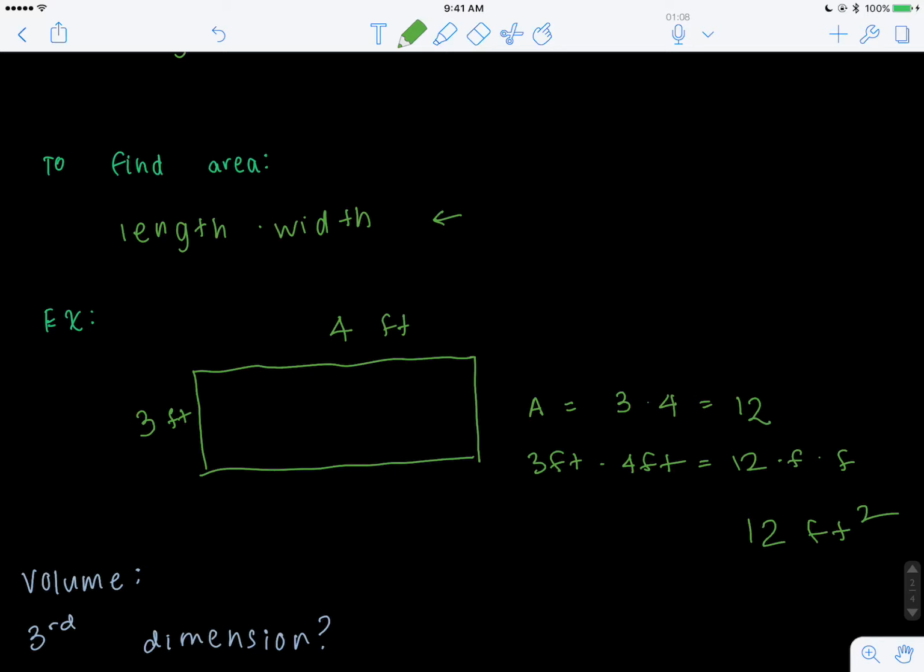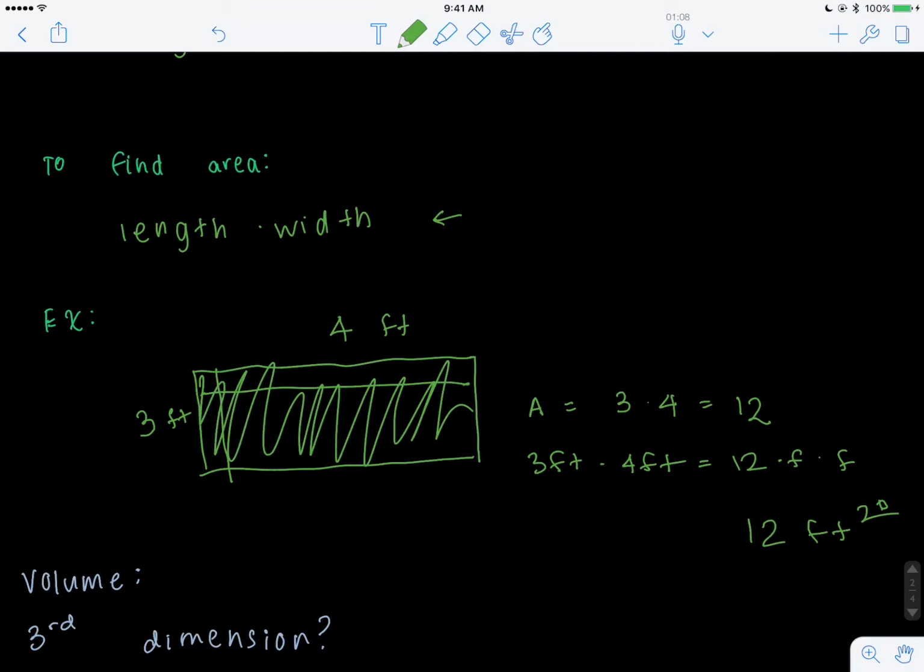Which makes sense because the 2 is indicative of two dimensions. Because this is not one simple length, and this is not one simple width. This is everything in between. And since it's encapsulating both length and width at the same time, the unit needs to be feet squared.